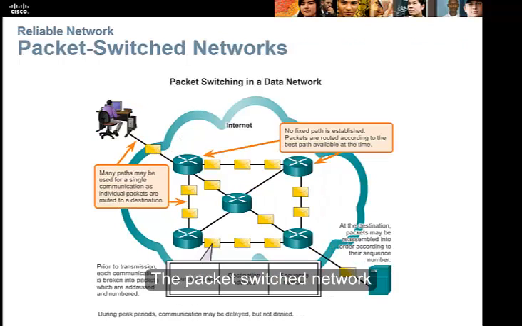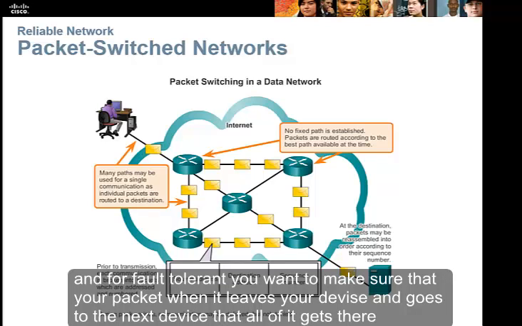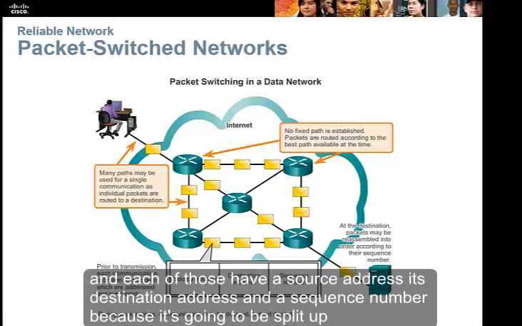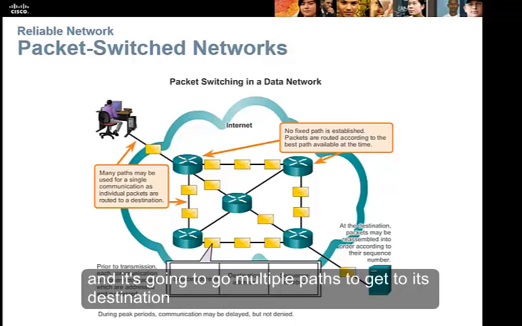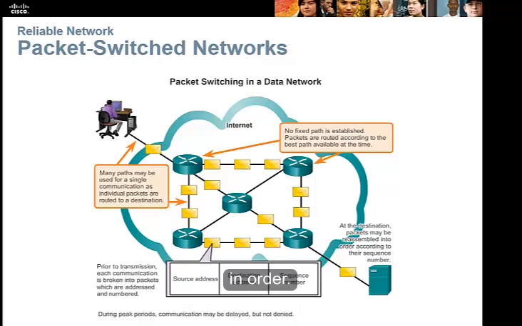In a packet switch network, you're going to send out that information. And for fault tolerance, you want to make sure that your packet, when it leaves your device and goes to the next device, that all of it gets there. So your packet or your email may be broken up into smaller sections, and each of those has its source address, its destination address, and its sequence number, because it's going to be split up and it's going to go multiple paths to get to its destination. Once it gets to its destination, it's going to put all of this back in order for everything to be there.